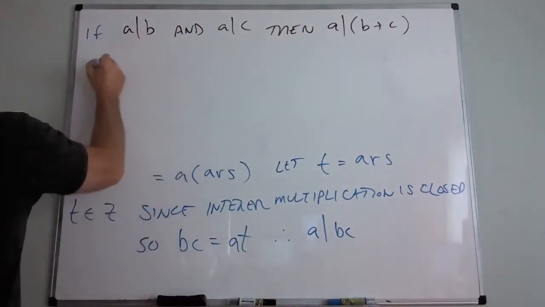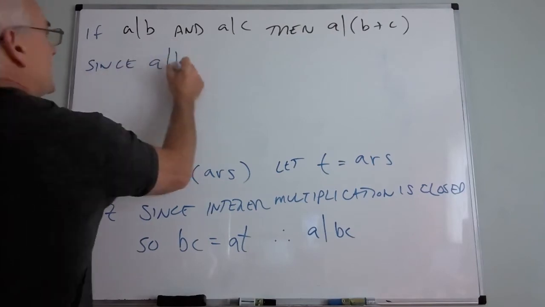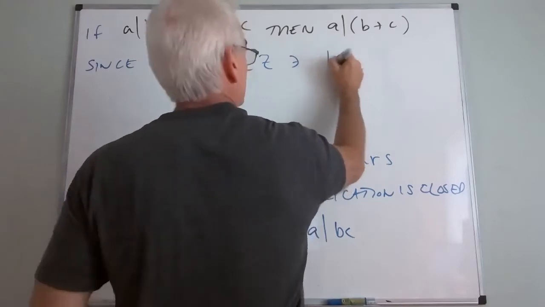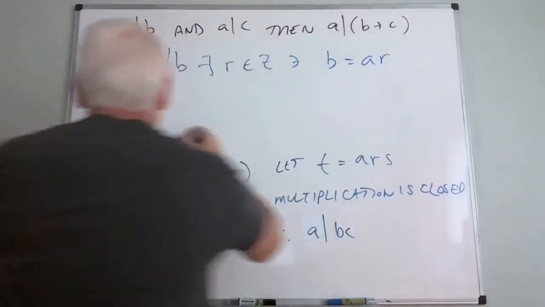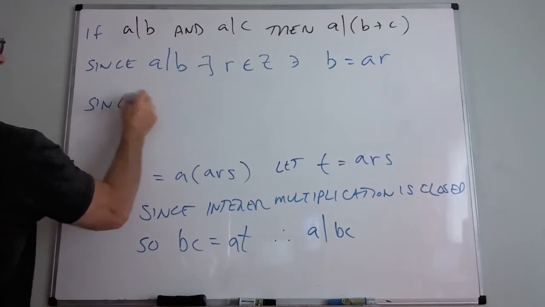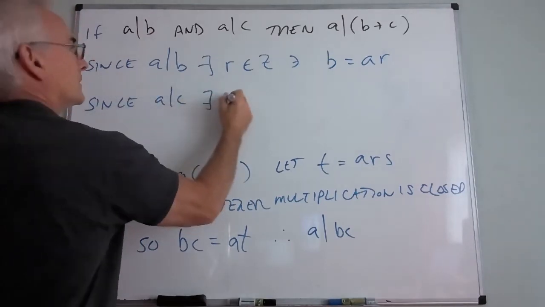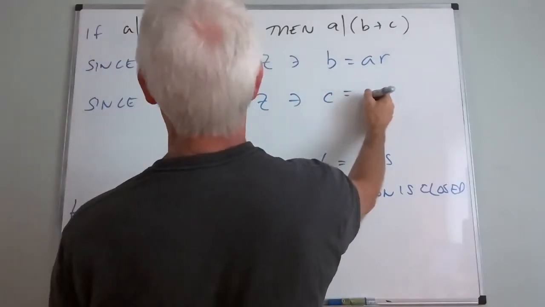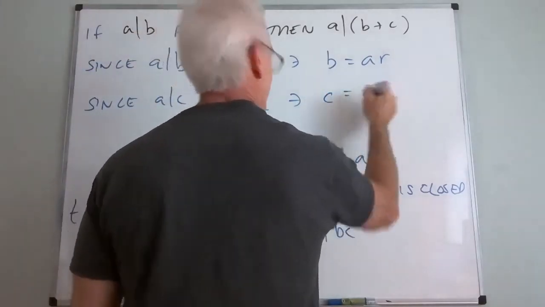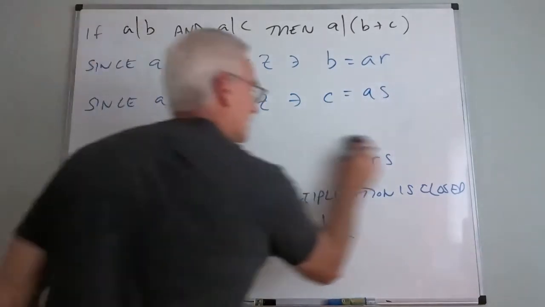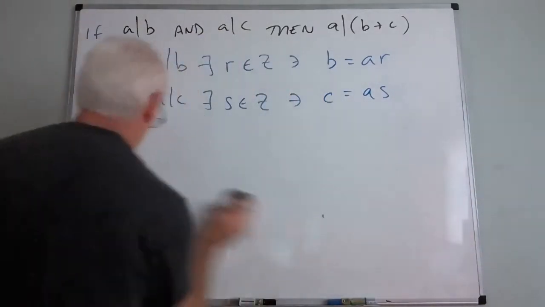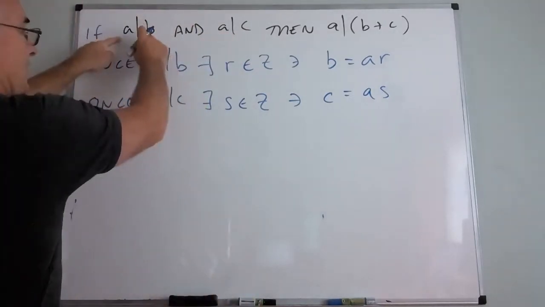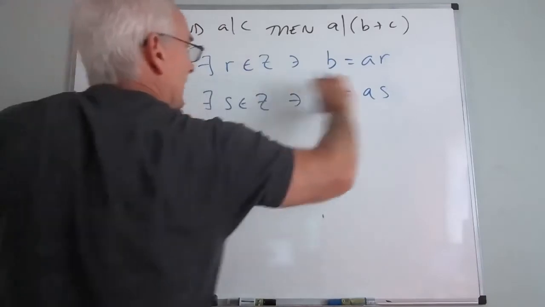So since A divides B, there exists an R in Z such that B equals AR. Okay, this one starts the same as the last couple. Where are we? C equals AS. Okay, great. That's the given. I'm telling you these 2 statements are true. That's given. That statement means that this is true. That statement means that this is true.